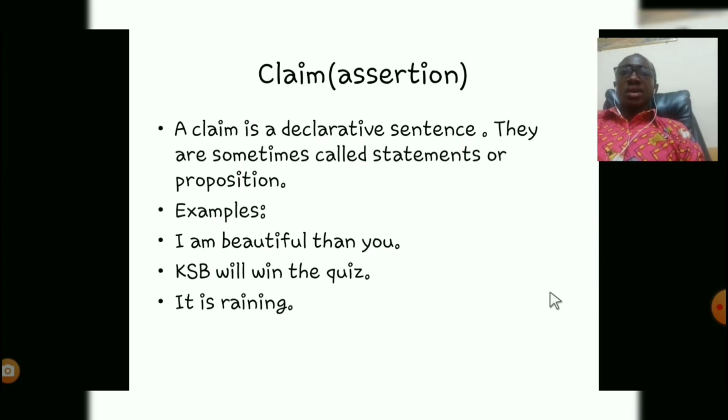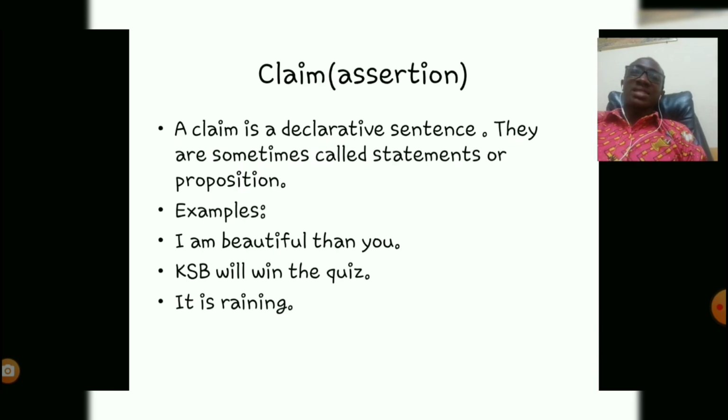Now, let's take a look at claim. Claim is part of an argument. Yes. Let's delve more into what a claim is. A claim is a declarative sentence. To declare means to announce something. Just saying something, you are making a claim. And we all make claims day in and day out. These claims are sometimes called statements or propositions. So in critical thinking, we use claims, statements, and propositions in argument.